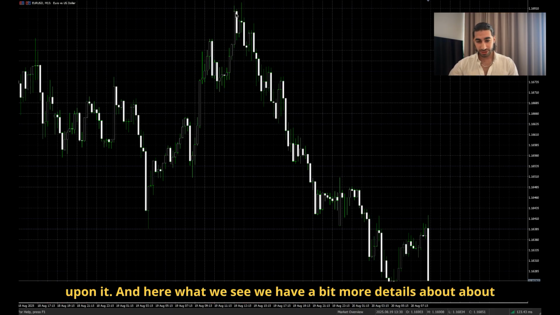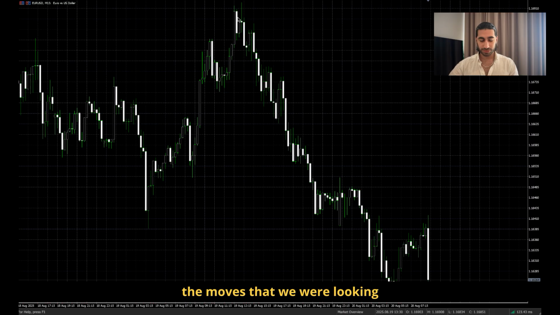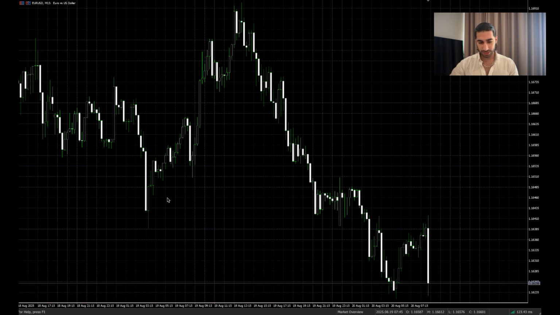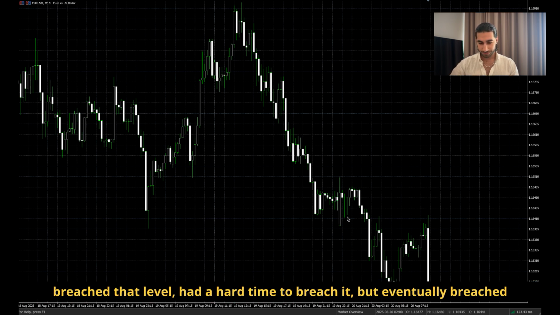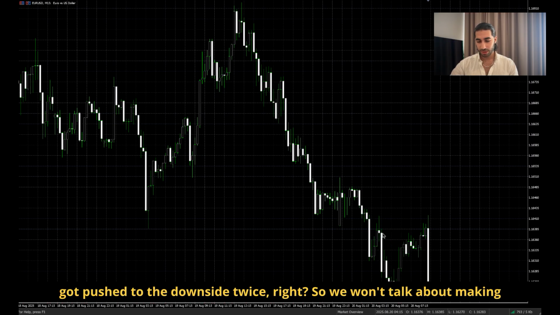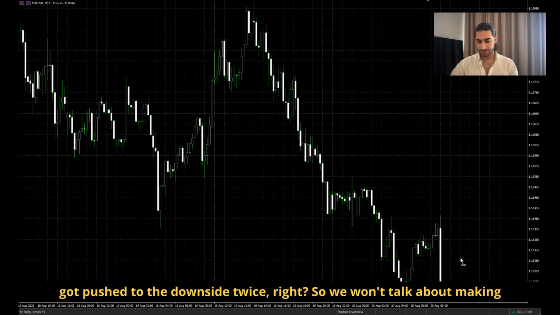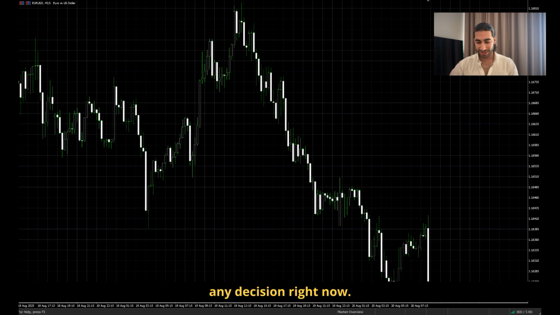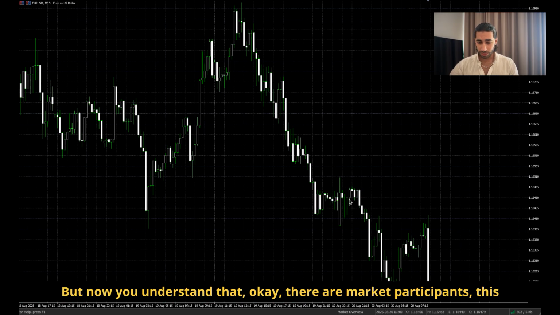And here what we see, we have a bit more detail about the moves that we were looking at and analyzing in the 4 hours and the 1 hour. You see that push to the downside here, breached that level, had a hard time to breach it, but eventually breached it. And that area that was important for buyers became important for sellers. Every time the price came here, it got pushed to the downside twice, right? So we won't talk about making any decision right now, but now you understand that there are market participants.